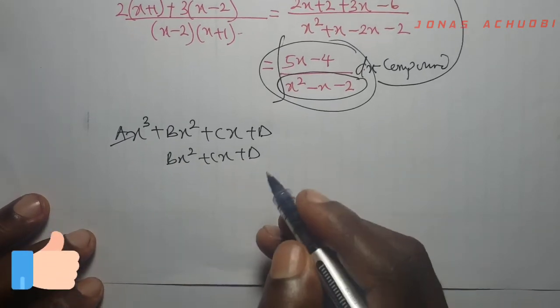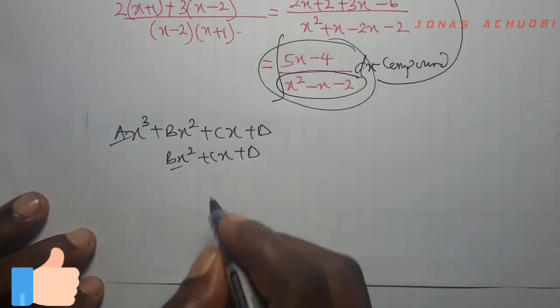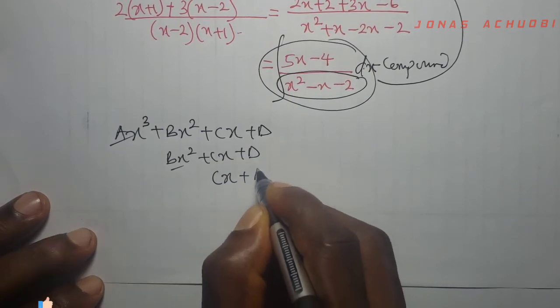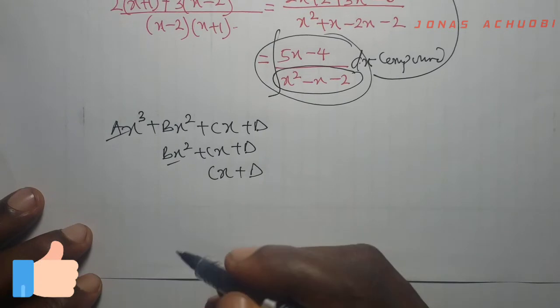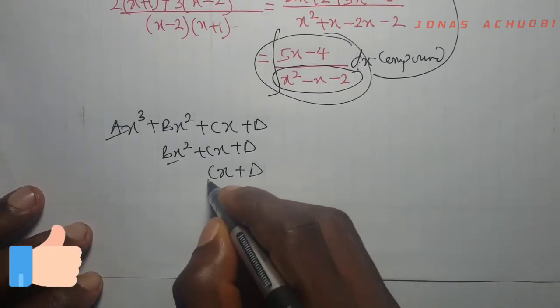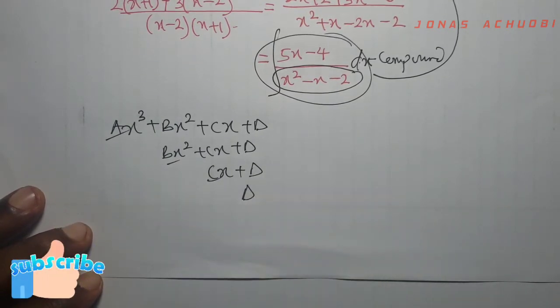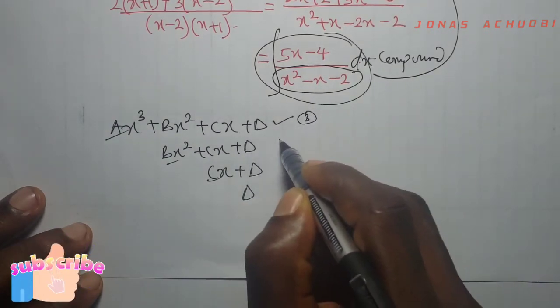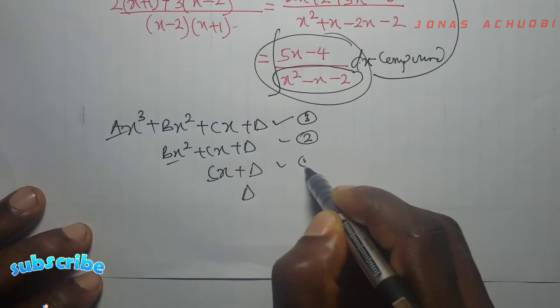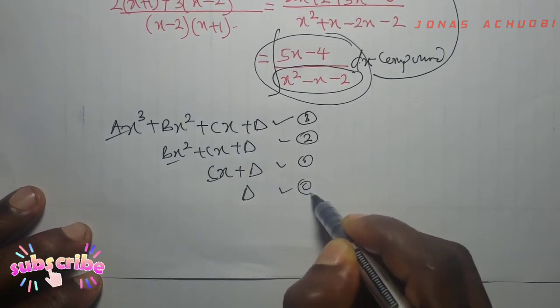If I were to write for degree 1, I'll strike off the first term and it will become cx plus d. And this will be a general polynomial of degree 1. If I were to write for degree 0, I'll strike off this and I'll just write a constant d. So while this is a polynomial of degree 3, this is a polynomial of degree 2, polynomial of degree 1, and of course polynomial of degree 0.